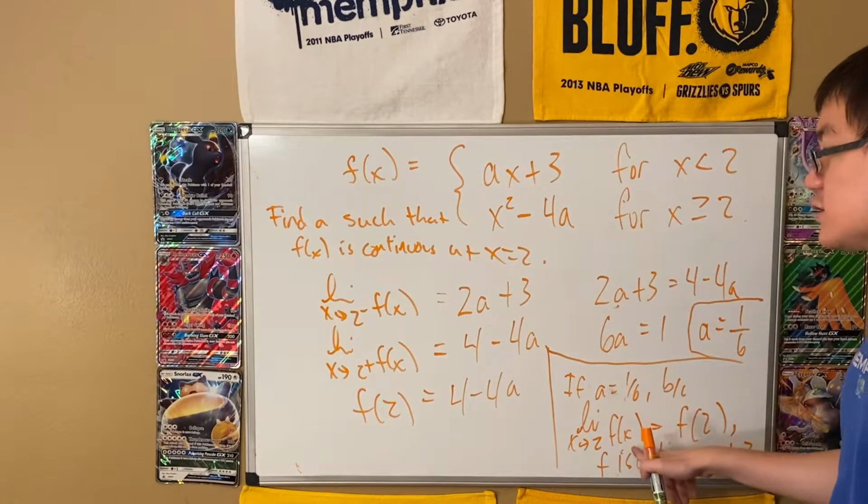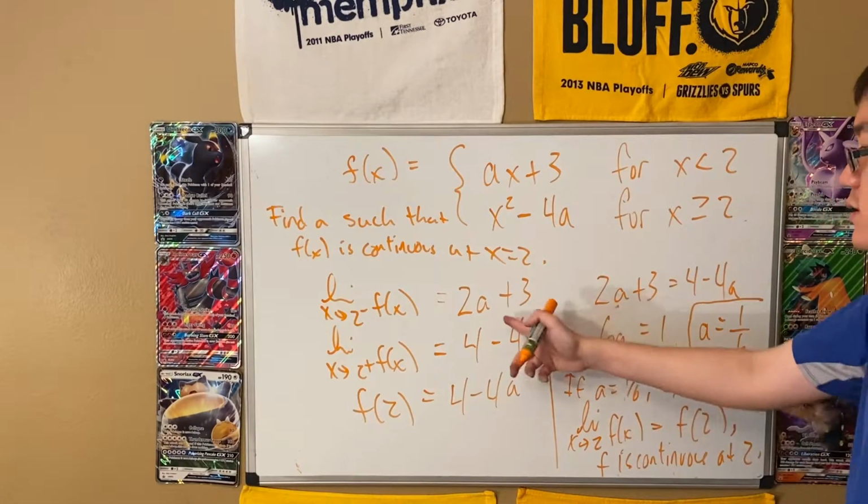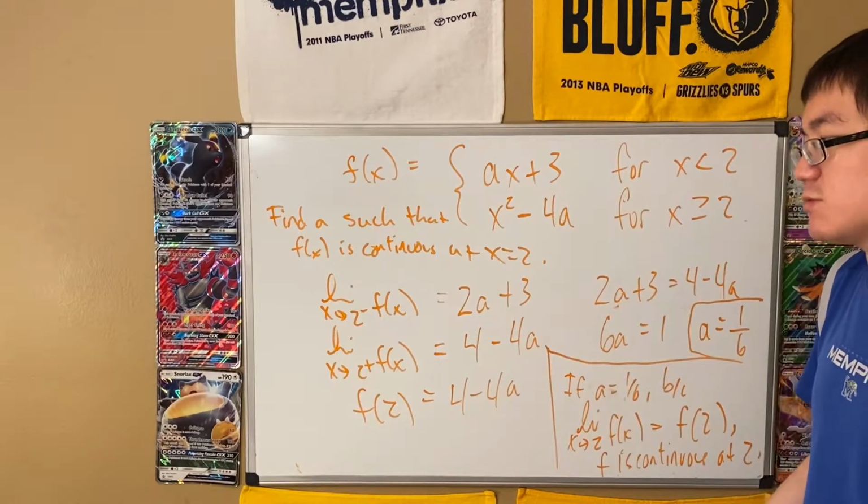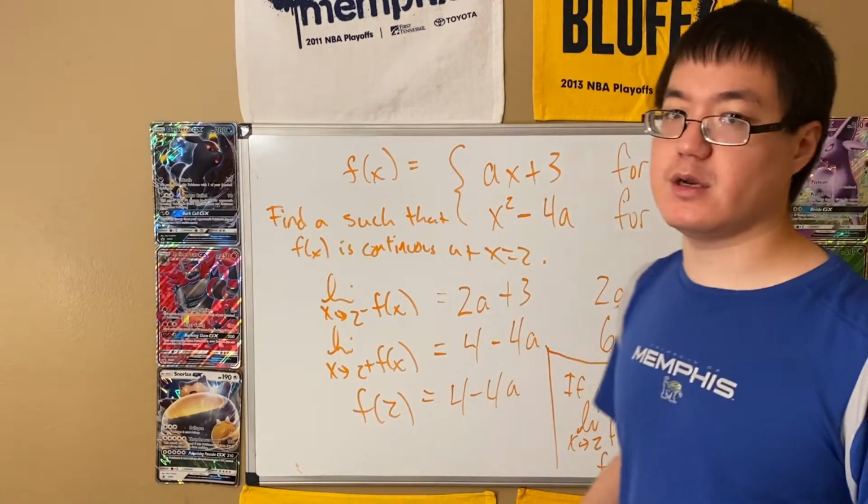And what is f of 2? What is the limit as x approaches 2? That's when you plug in 1/6 here, so it'd be 4 minus 4 times 1/6, or 2 times 1/6 plus 3. I believe that's 3 1/3.